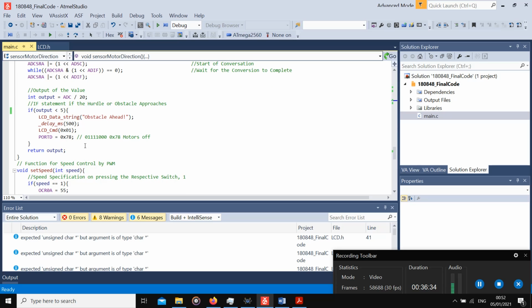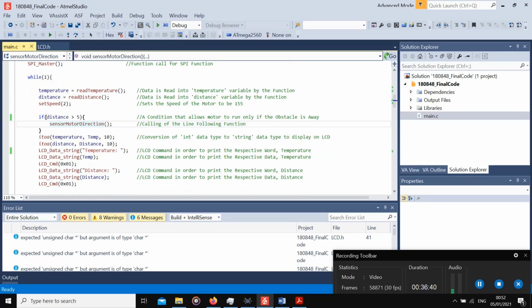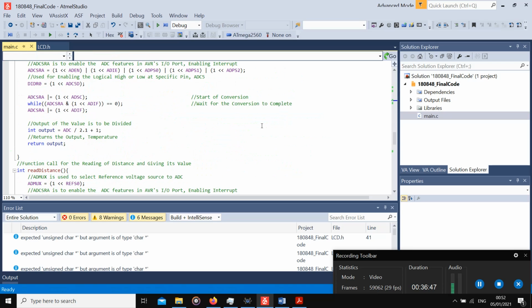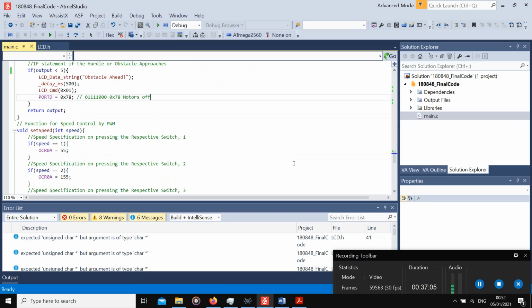Just a backup clause, that if this very statement does not run or it malfunctions, then you have a backup if statement right here. So this if statement is going to turn off the motors. So this is just a backup if statement that has been added in order to not run anything.